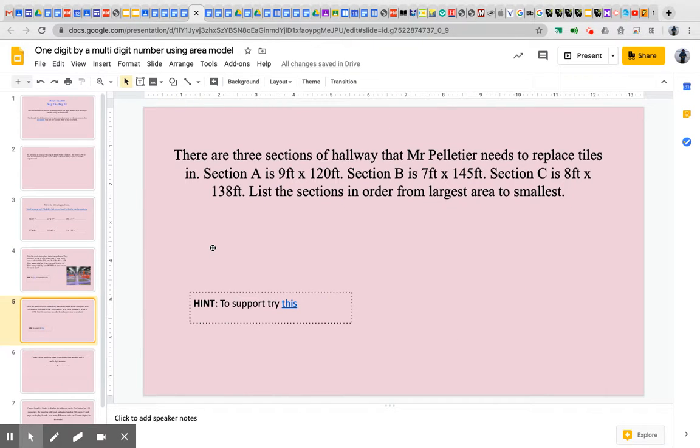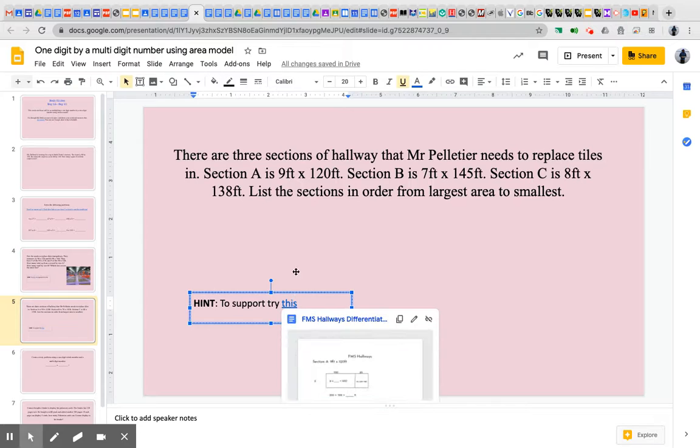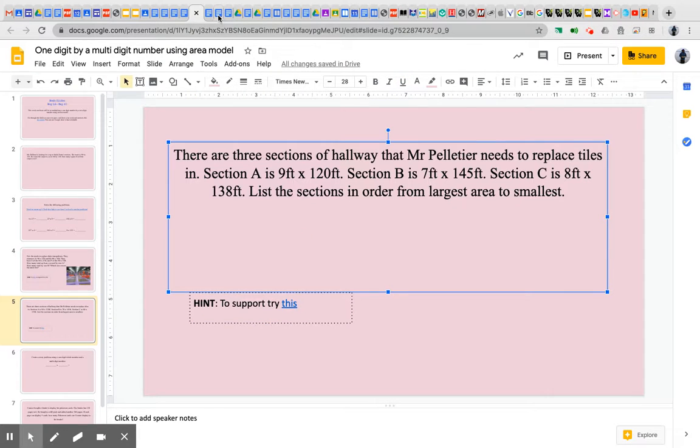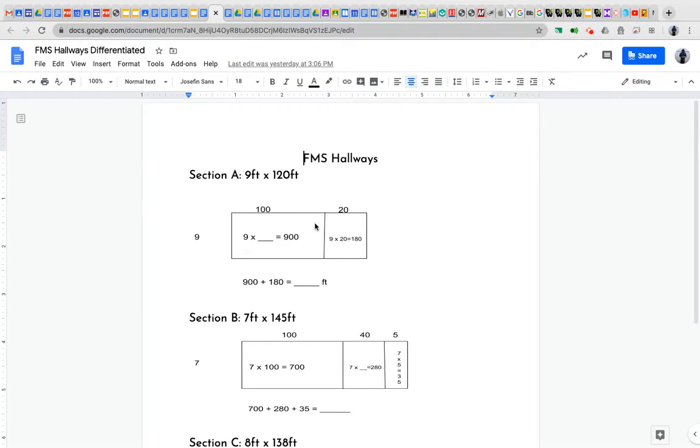There are 3 sections of hallway that Mr. Pelletier needs to replace tiles in. Section A is 9 feet by 120 feet. Section B is 7 feet by 145 feet. And section C is 8 feet by 138 feet. So we're going to take a look at that. And here's our first section.